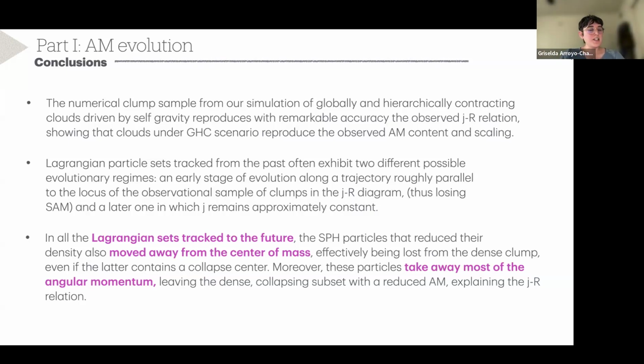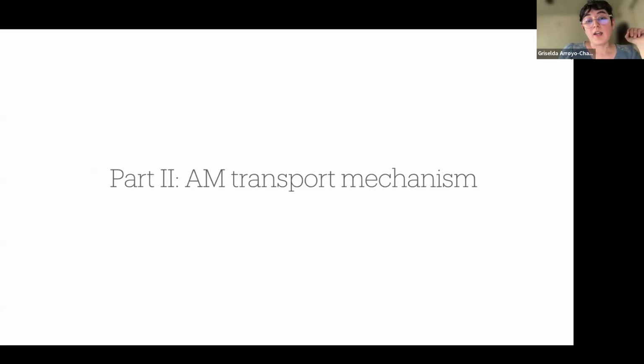This is very similar to what happens in an accretion disk, where the part of the material that loses angular momentum moves inward, and the material that gains angular momentum moves outward. But here we are not saying that our clump is actually rotating. What we are measuring here is the residual angular momentum, so we are just taking r cross p with respect to the center of mass and summing over the particles. So at the end, we are not assuming solid body rotation or something like that. Are there any questions here? I'm going to now approach the theme about the angular momentum transport mechanism.